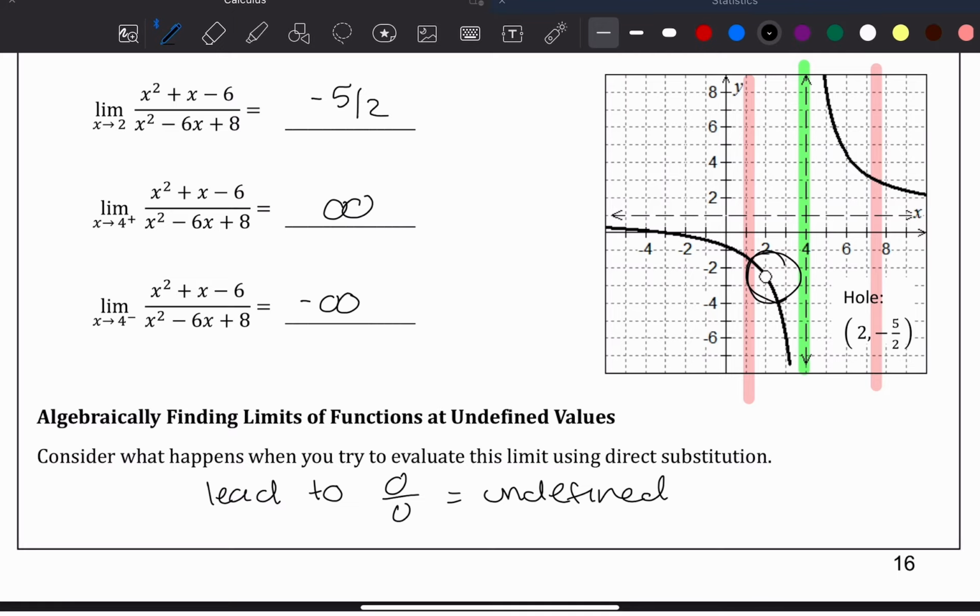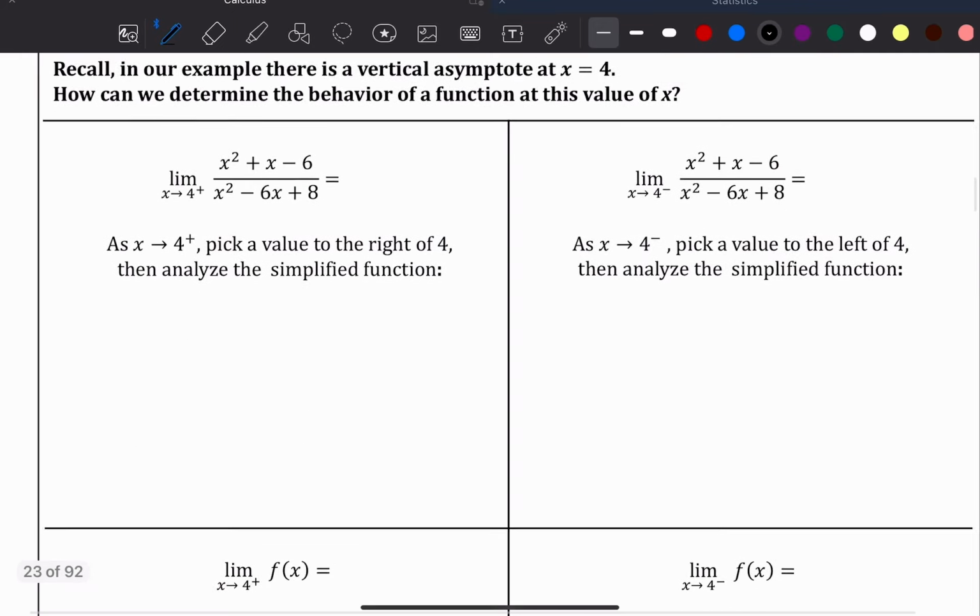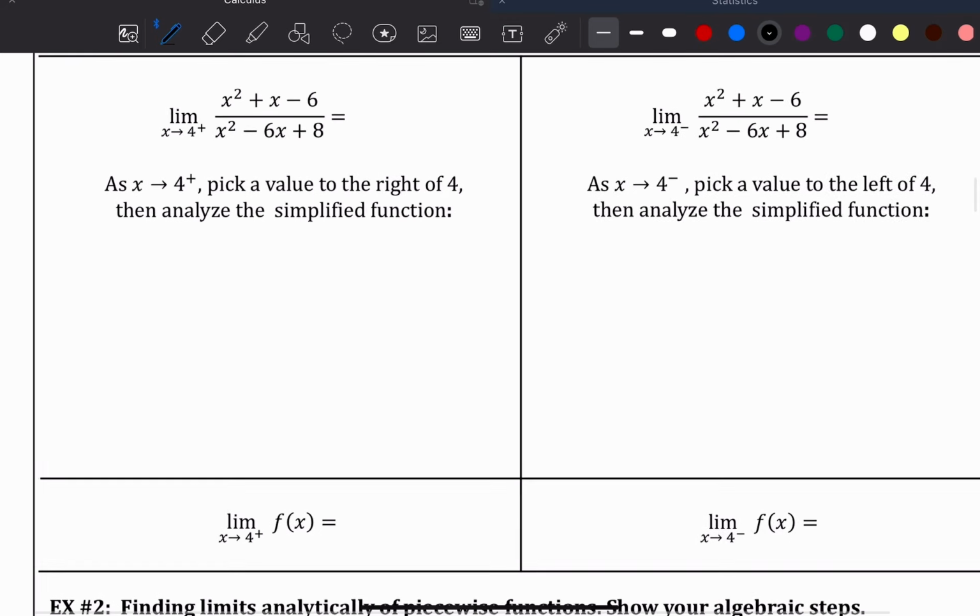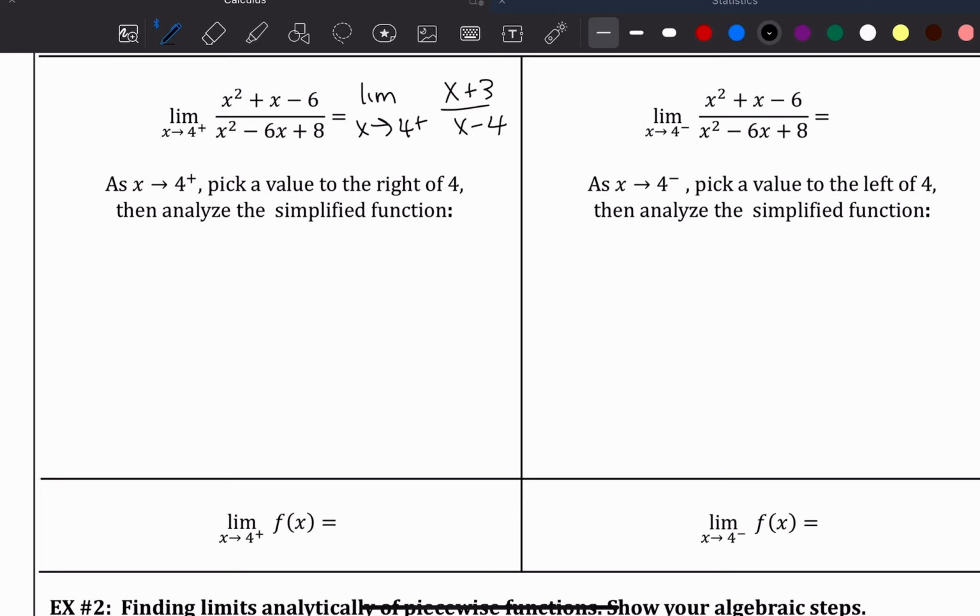So what if they ask you to find a one-sided limit? For example, here we have the limit as x approaches 4 from the right of the following function. We know that if we were to plug in 4, we would get 0 in the denominator. Okay, we already simplified this in the previous problem, so we know that this is the same as saying the limit as x approaches 4 from the right of x plus 3 over x minus 4.